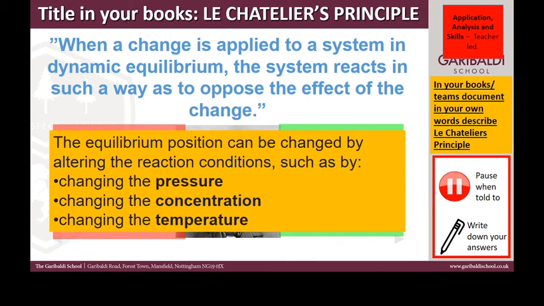So the equilibrium position can be changed by altering the reaction conditions, such as by changing the pressure, changing the concentration, and changing the temperature. What condition have I missed out there? If you said adding a catalyst, you are correct. So that's another way you can change the reaction conditions.